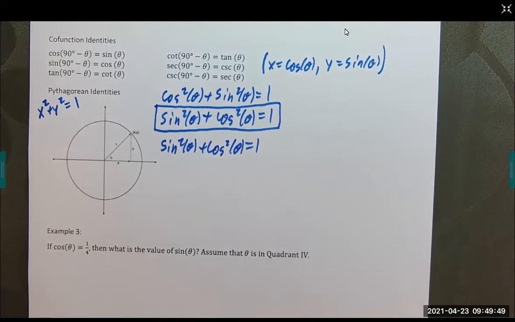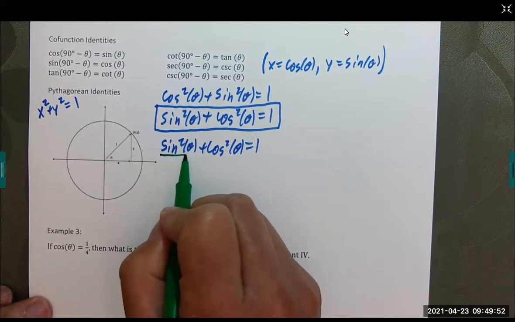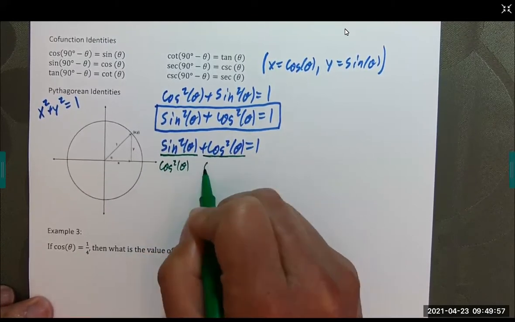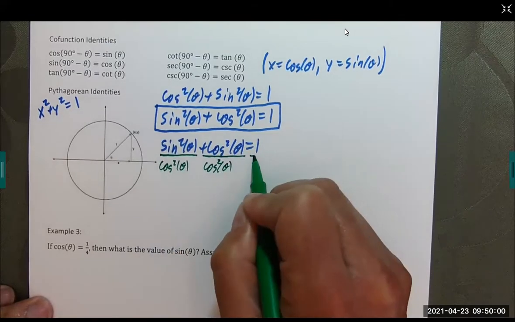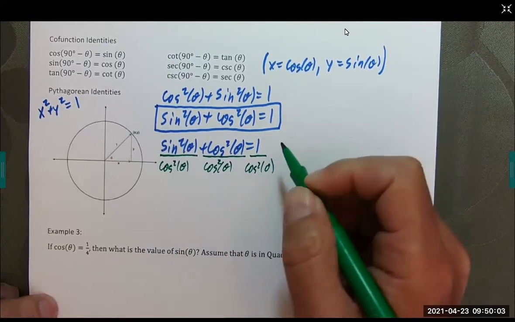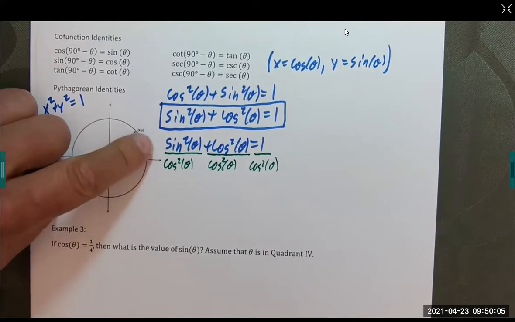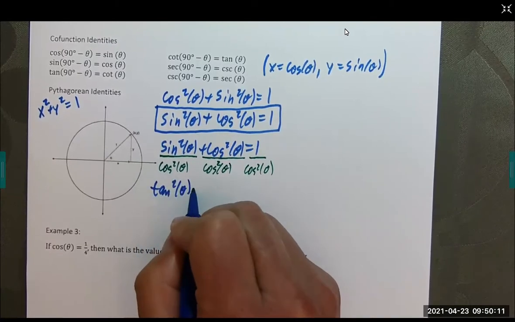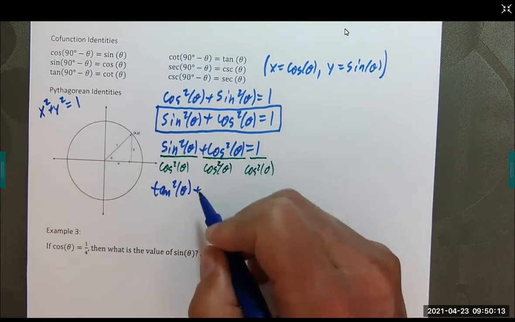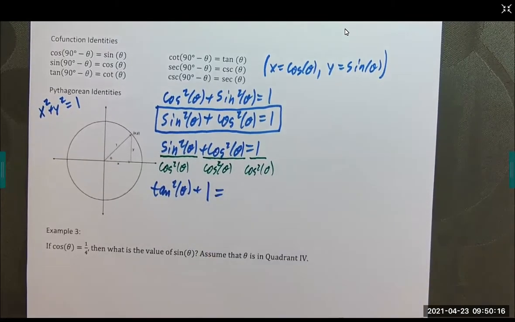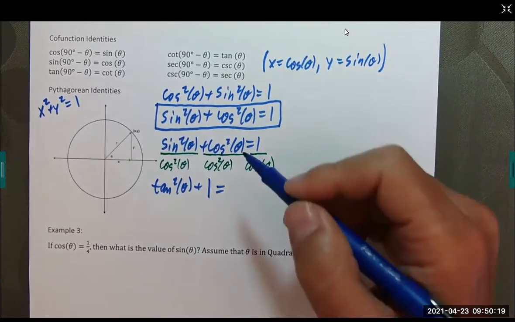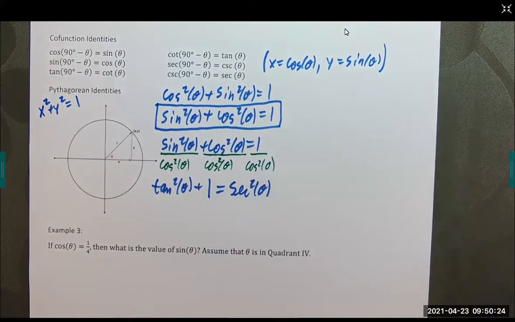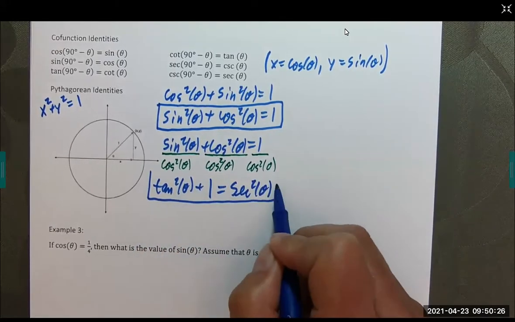If I go through and divide through by cosine squared, we end up with sine over cosine, which is tangent. So we end up with tangent squared theta. Cosine squared divided by cosine squared is just 1. And as we learned from our reciprocal identities, 1 divided by cosine is secant, squared in this case. So here is our second Pythagorean identity.